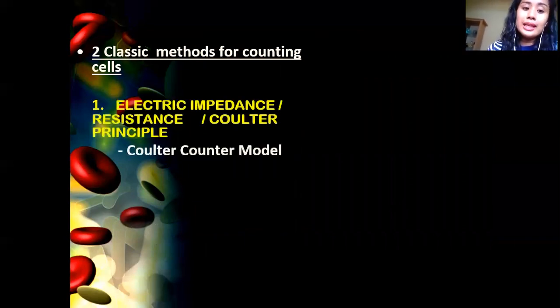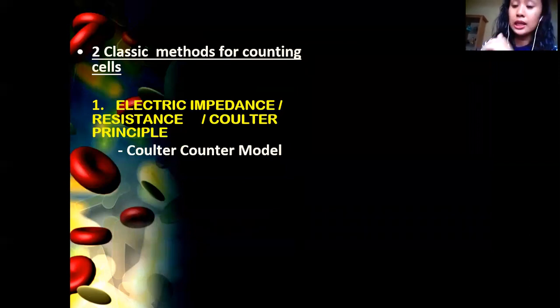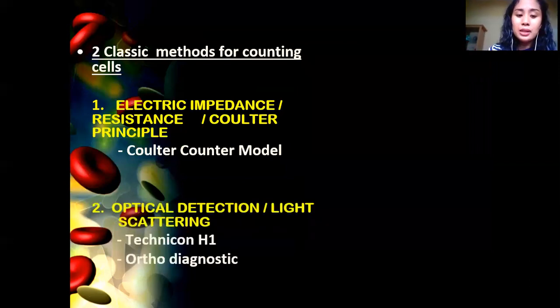So the first one is electric impedance, or the Coulter principle. If you see a Coulter counter model, automatically you should think of the principle of electrical impedance or electrical resistance. Later, I'll explain it. When we say electrical impedance, it's more on electricity, fields, voltages. Then there is optical detection, light scattering, which uses light.